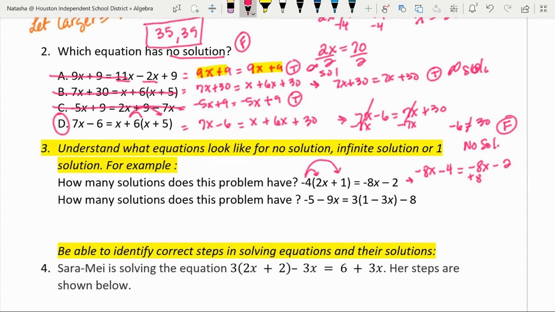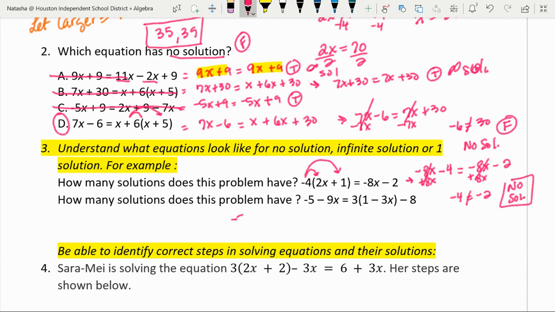Now, if I add 8x to both sides, these variables are going to eliminate. So that's going to give me negative 4 is equal to negative 2. That's not true, so that means no solutions for our first question. Second question, all right, we're going to distribute.